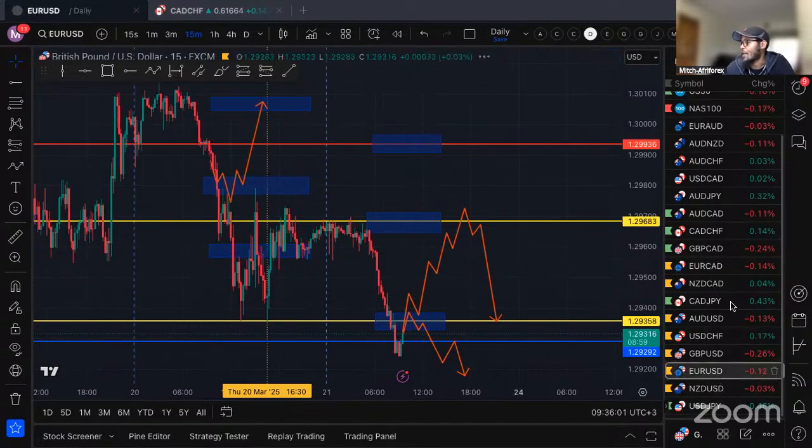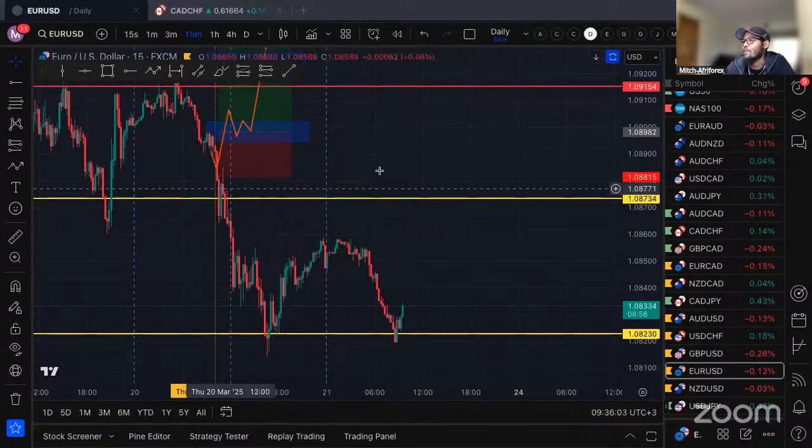We move on to the next US dollar pair we do have. So right here, we have the euro against the US dollar.